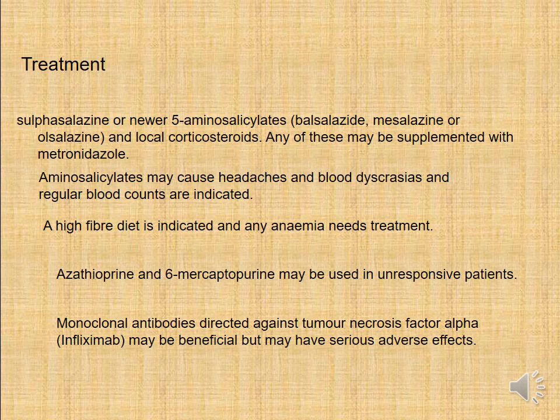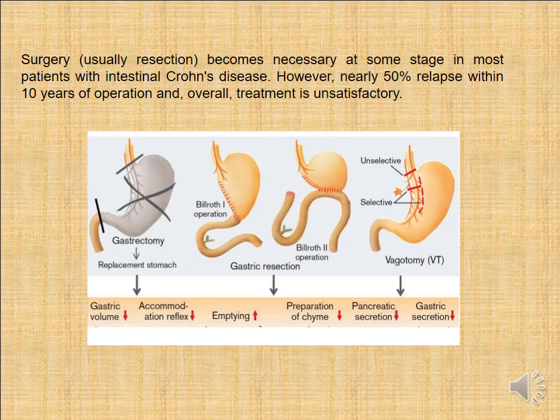Azathioprine and 6-mercaptopurine may be used in patients who are unresponsive to simple treatment medication. Monoclonal antibodies directed against tumor necrosis factor alpha may be beneficial for inflammation but may have serious adverse events. Surgery becomes necessary at some stage in most patients with intestinal Crohn's disease. However, nearly 50% relapse within 10 years of operation, so treatment is unsatisfactory for Crohn's.